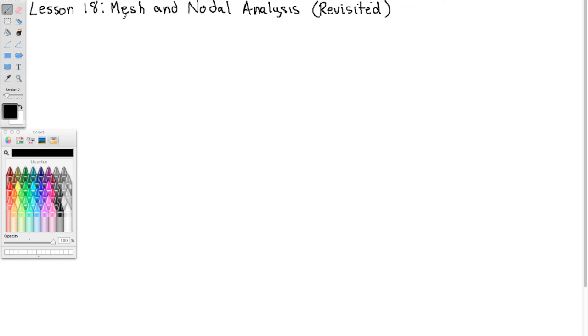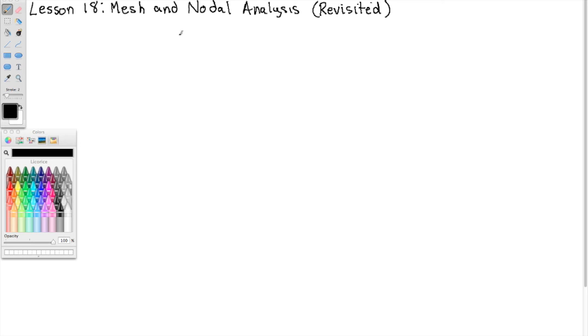Now, what we said about mesh analysis and nodal analysis in the past still applies. That is, the number of equations that you need for mesh analysis is the number of meshes minus the number of current sources. And the number of equations you need for nodal analysis is still the number of nodes minus 1 minus the number of voltage sources. And what we said about super meshes and super nodes is still applicable. That is, a super mesh occurs when two meshes share a current source, and a super node occurs when we have a voltage source connected to two non-ground nodes.